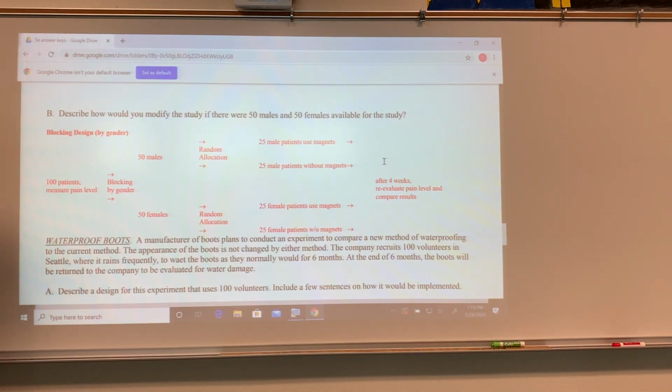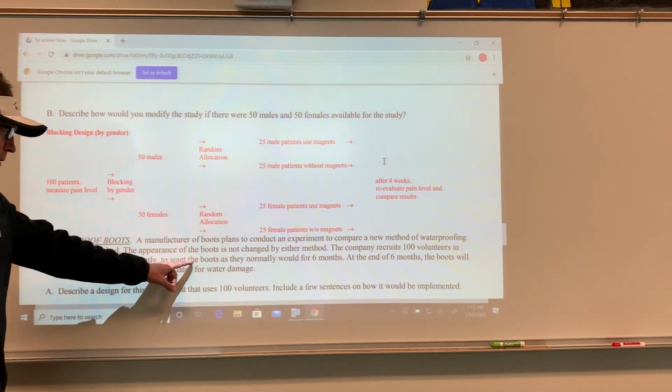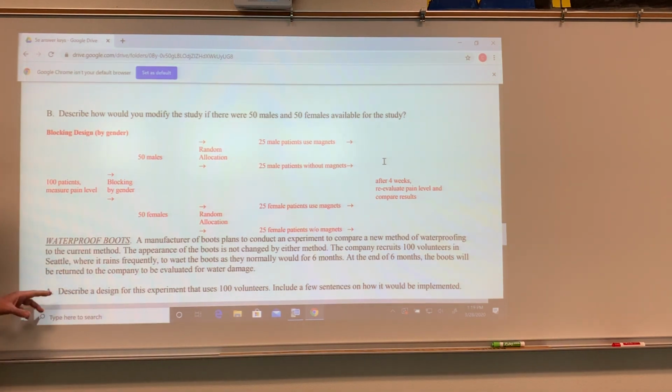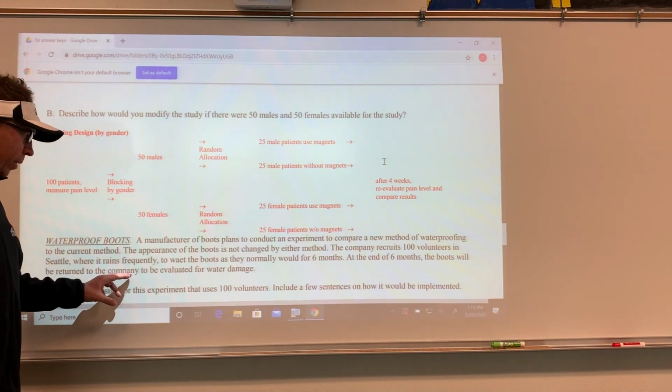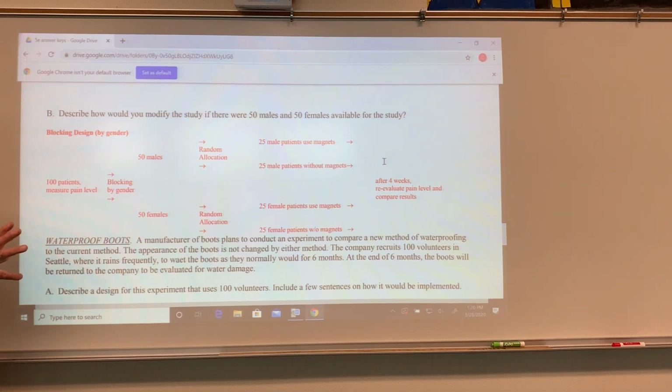The company recruits 100 volunteers in Seattle, where it rains a lot. Okay, fine. To wear the boots as they normally would for 6 months. At the end of 6 months, the boots will be returned to the company to be evaluated for water damage. All right, we got 100 volunteers. So I guess we have 200 shoes overall, correct? Because 100, they all have 2 feet, I'm assuming, okay? And it's raining in Seattle a lot.